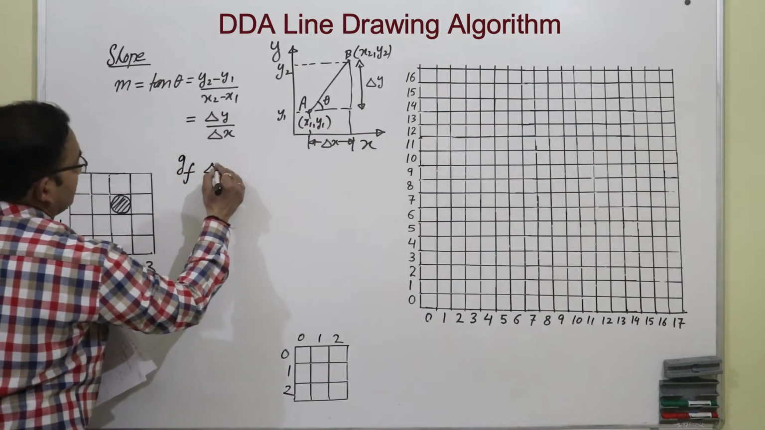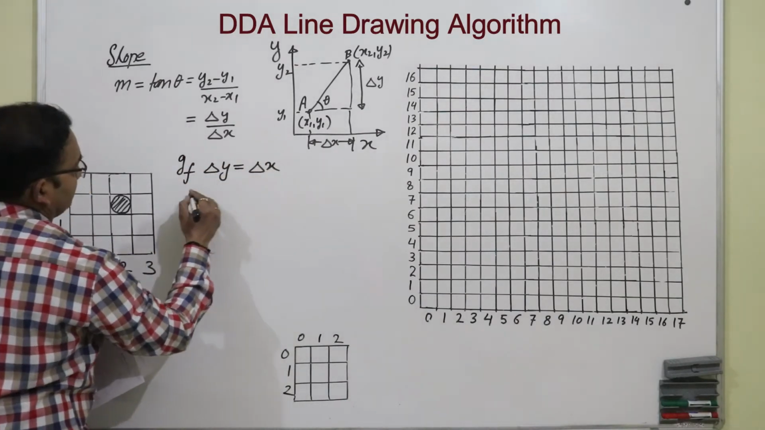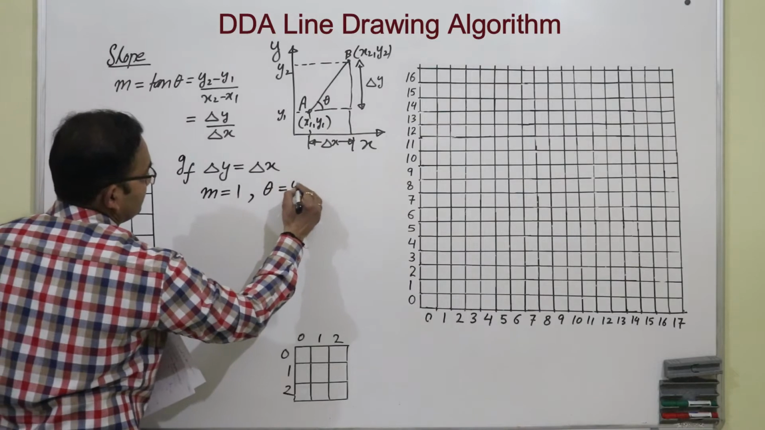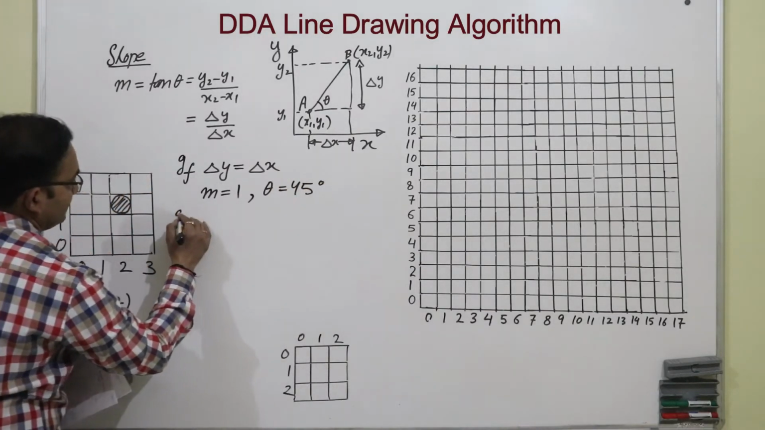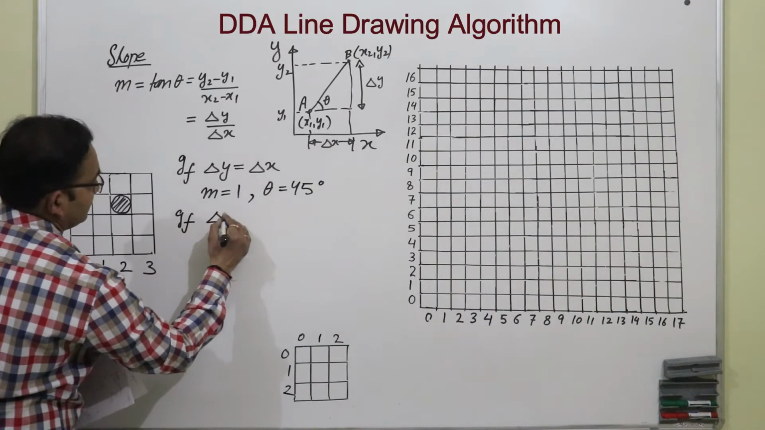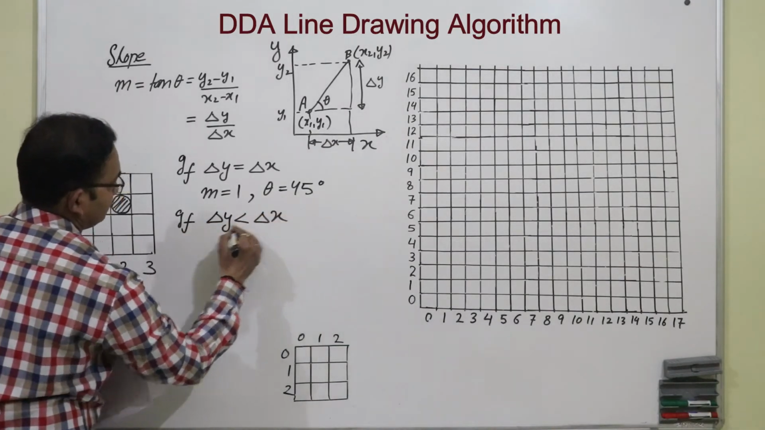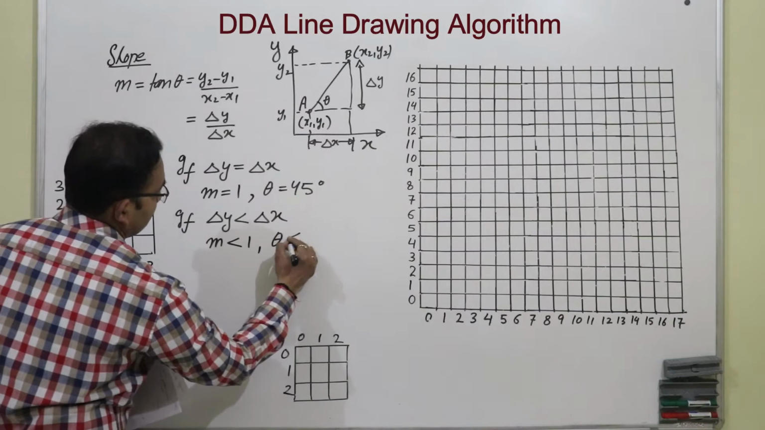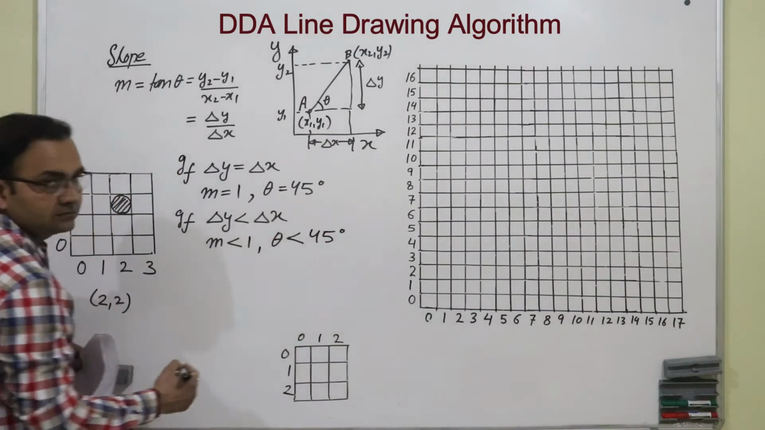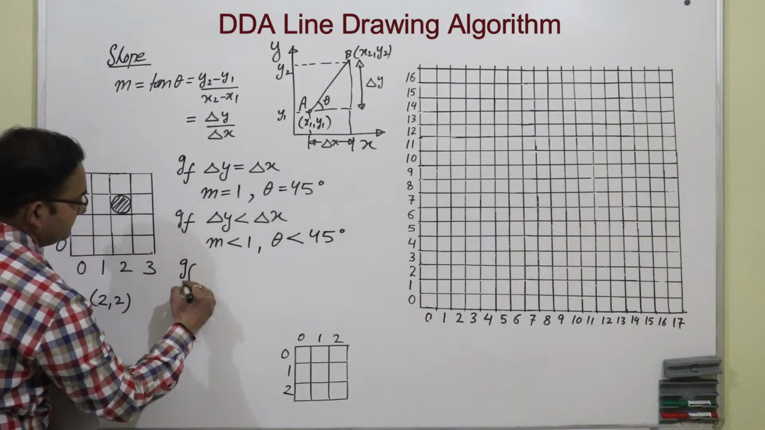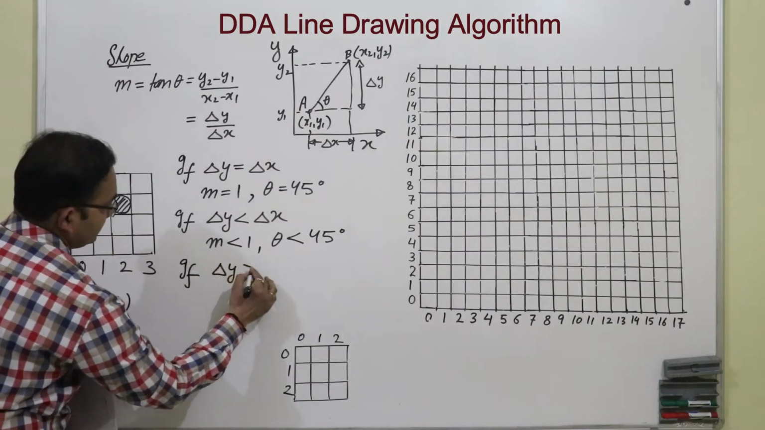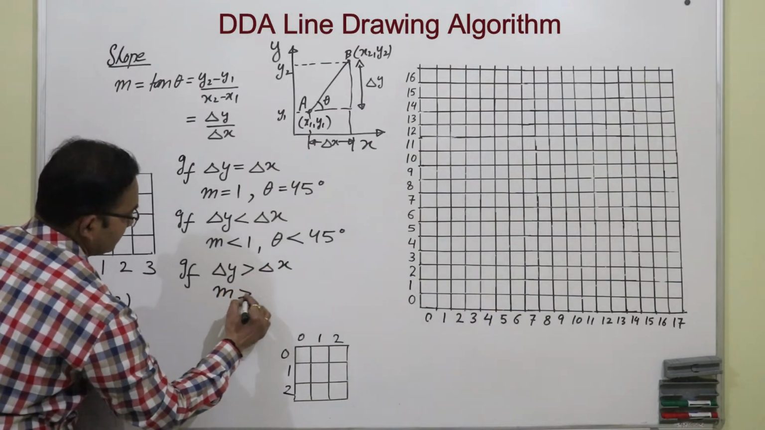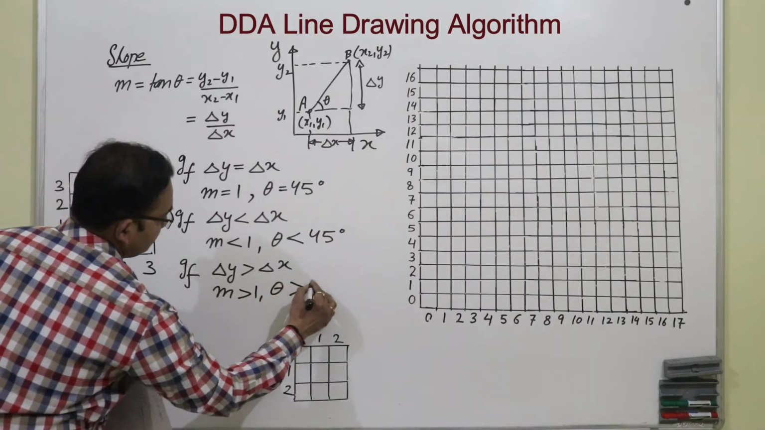If delta y equal to delta x, then m is equal to 1 and theta equal to 45 degree. If delta y less than delta x, m is less than 1 and theta is less than 45 degree. If delta y greater than delta x, then m is greater than 1 and theta is greater than 45 degree.